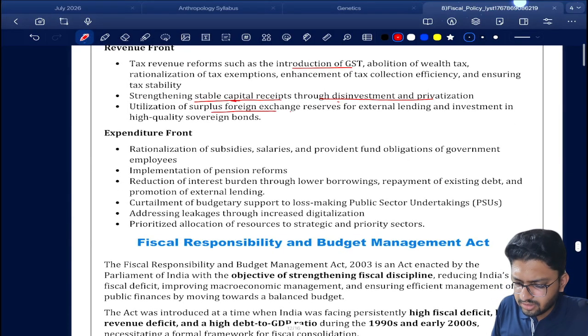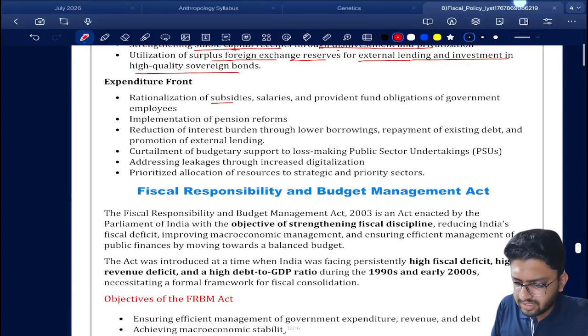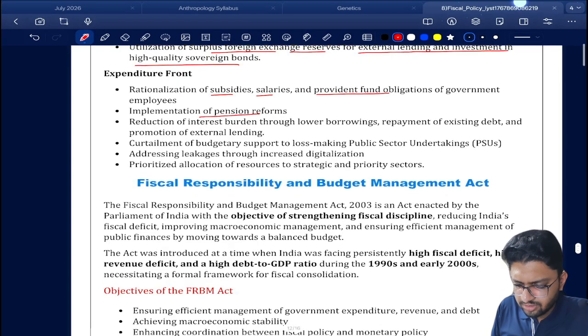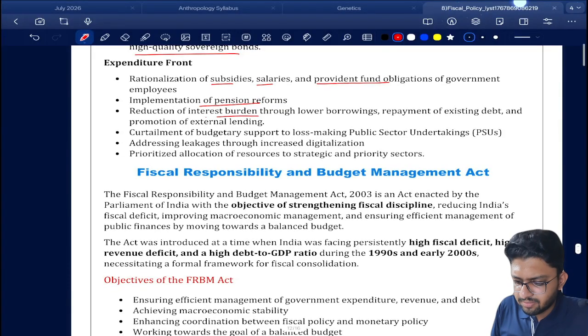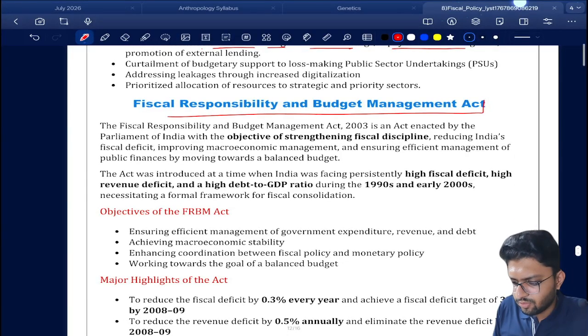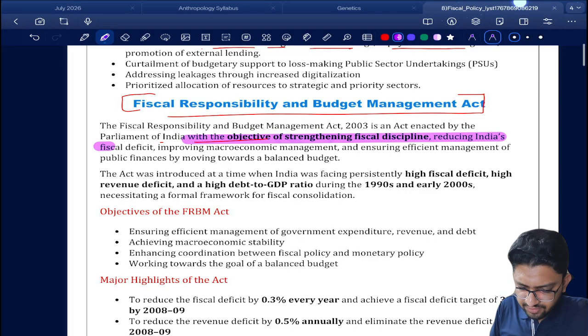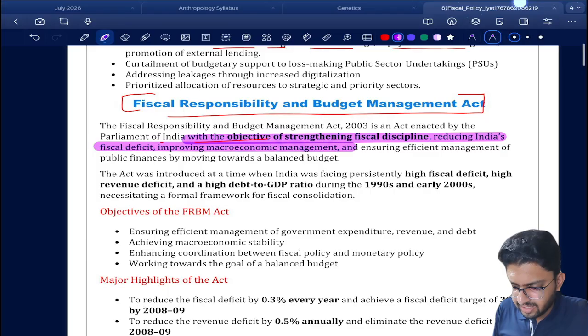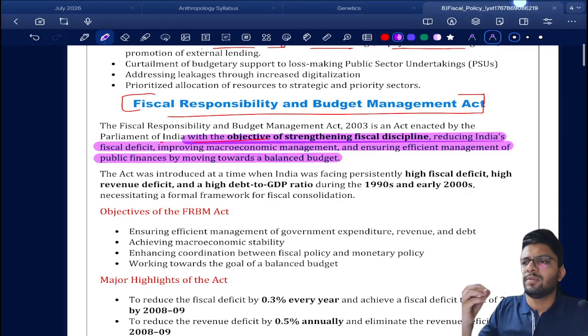utilization of surplus foreign exchange reserves for external lending and investment in high quality sovereign bonds, rationalization of subsidies, salaries, provident fund obligations, implementation of pension reforms, reduction of interest burden through lower borrowings, repayment of fiscal FRBM Act 2003, enacted by Parliament of India with the objective of strengthening fiscal discipline, reducing India's fiscal deficit, improving macroeconomic management, ensuring effective management of public finances by moving towards a balanced budget. So it is basically to prevent fiscal deficit on a drastic scale.